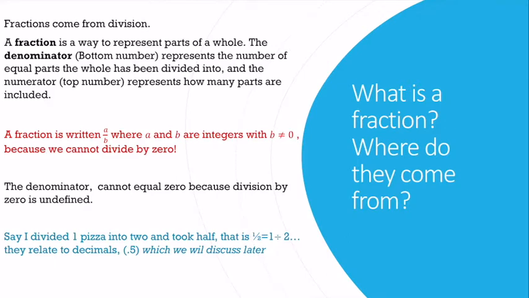They have their denominator. That's the bottom number. That's what we're dividing by. We also have our numerator. That's the number on the top, right? Here's our top number, and it represents how many parts are included. Here's a formal definition of a fraction.